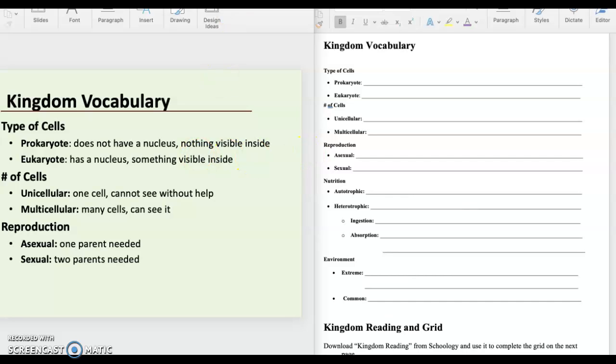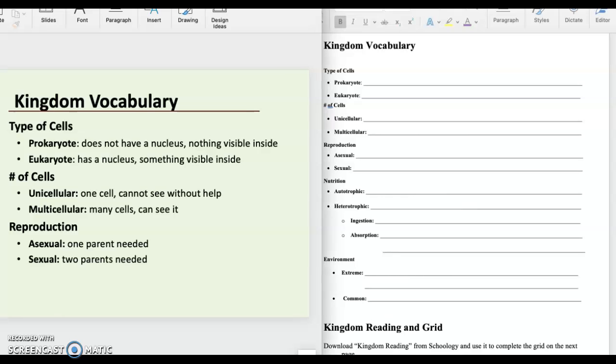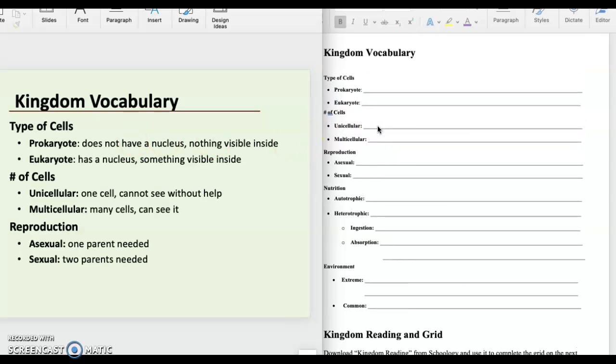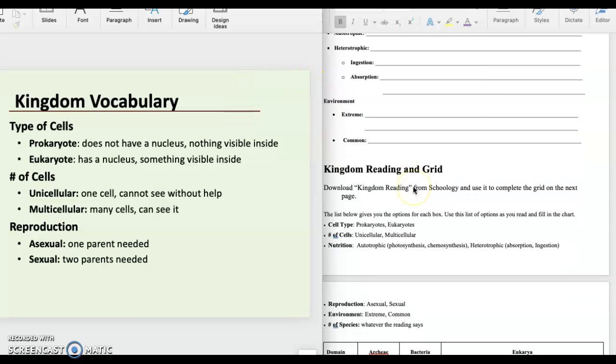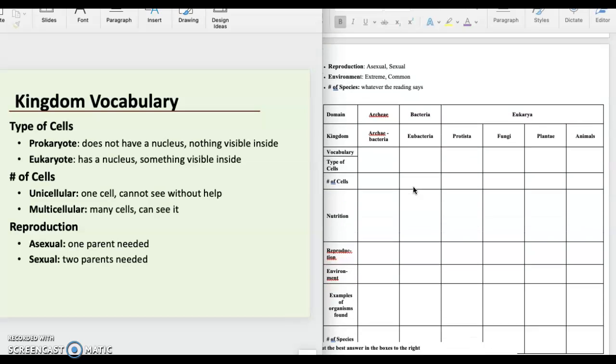What we talked about last time was a lot of jargon about the kingdoms, the domains, the phylums. There was just a lot going on there. So what I'd like you to catch on this one is a little bit more of the idea of what's going on in each of these domains and kingdoms, so you have a better understanding of the divisions. So kingdom vocabulary is our assignment today, and then we're going to fill in the kingdom reading and grid.